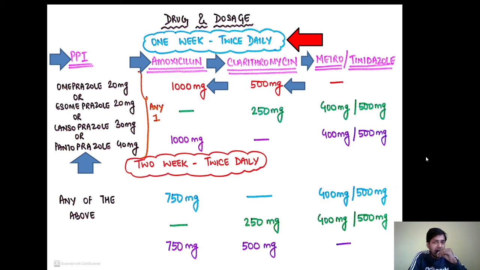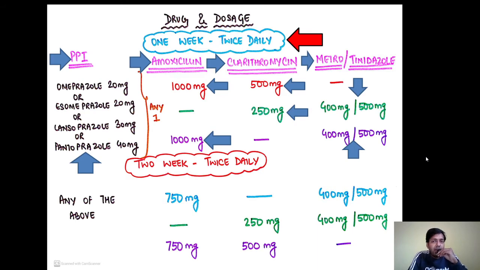Twice daily. Or another regimen is, for example, any one of the proton pump inhibitors, along with 250 milligram of clarithromycin, but instead of amoxicillin, you are giving either metronidazole or tinidazole. The dosage is 400 milligram or 500 milligram respectively. The third regimen is, you don't use clarithromycin, you just use amoxicillin 1 gram, and along with that metronidazole or tinidazole 400 milligram or 500 milligram. So this is the triple drug regimen which is used for 1 week, twice daily. This is how the regimen works.